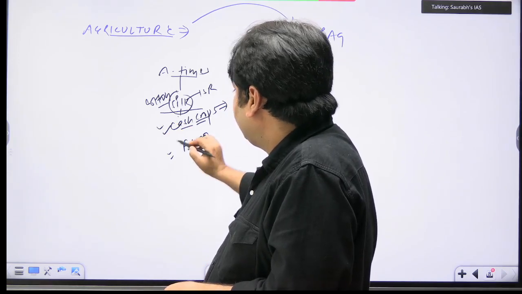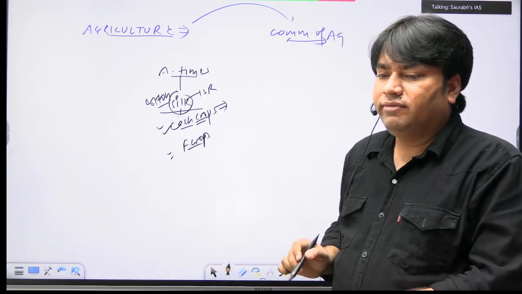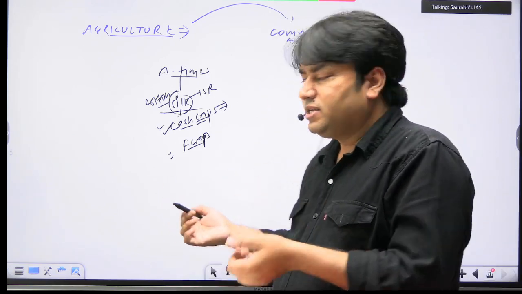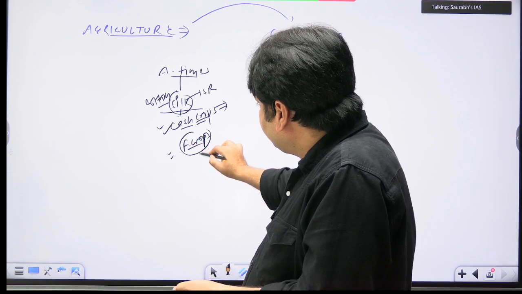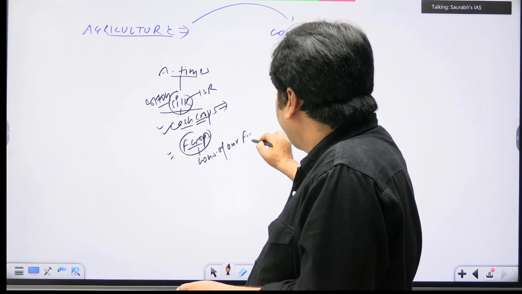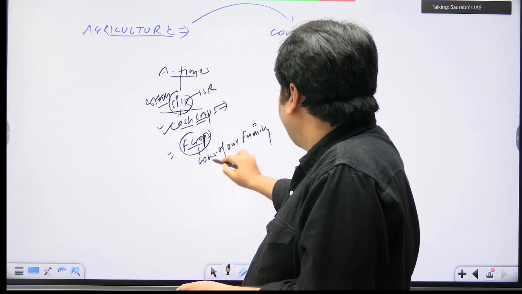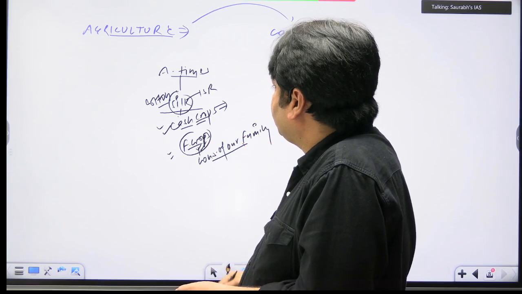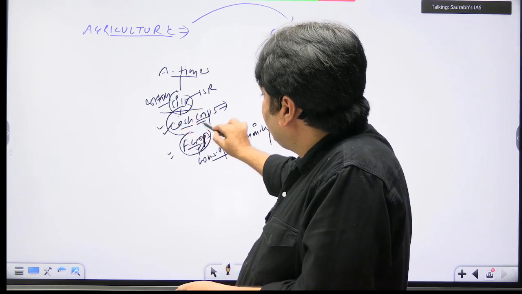Food crops, cash crops, food crops. And when we are saying food crops, it means that which is required for the consumption of our family. Okay, we are growing food crops. And we are also growing cash crops, silk crops.